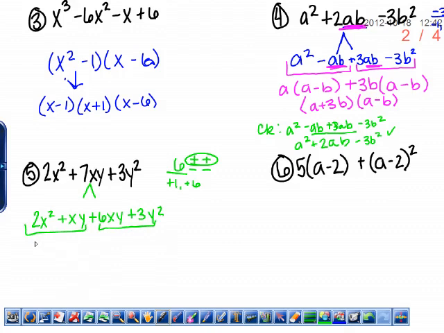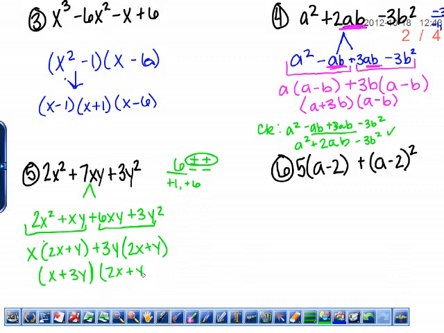What can I pull out of the first 2? X, good. What's left? Okay, what can I pull out of the next 2? 3y. I get 2x plus y. Do they match? So I have, you did it right. X plus 3y times 2x plus y. Questions? Okay. Look at the next one.